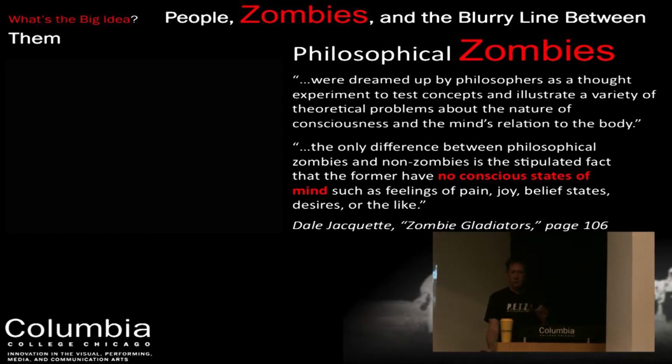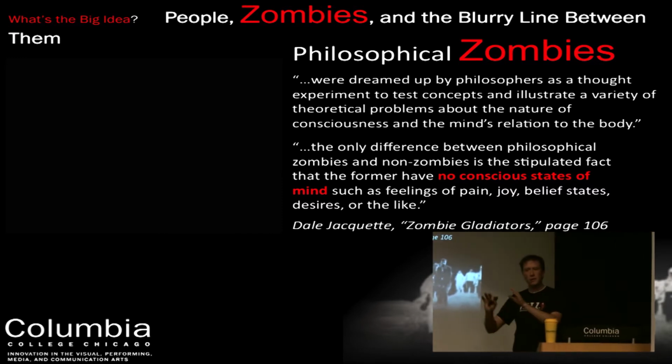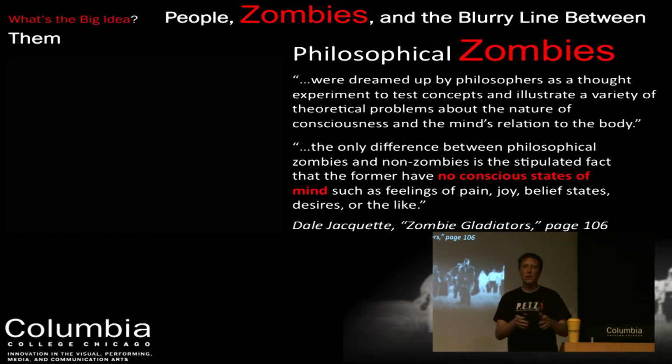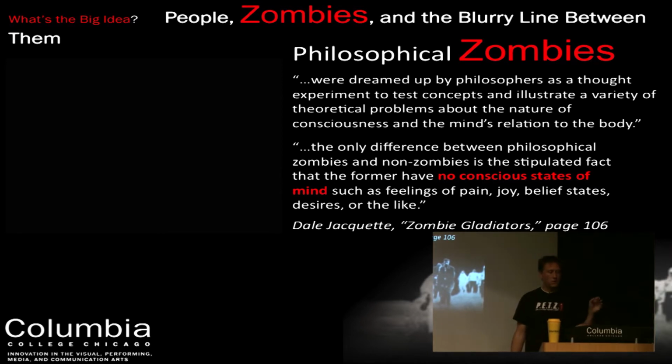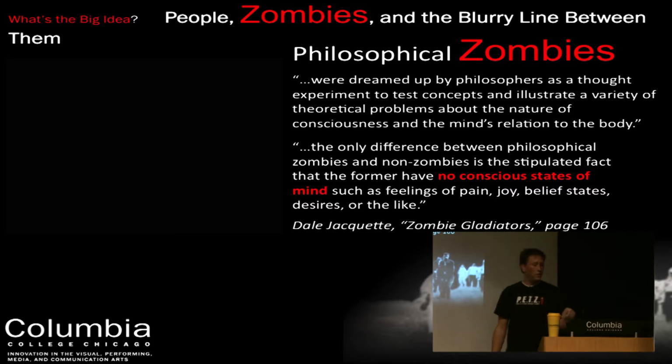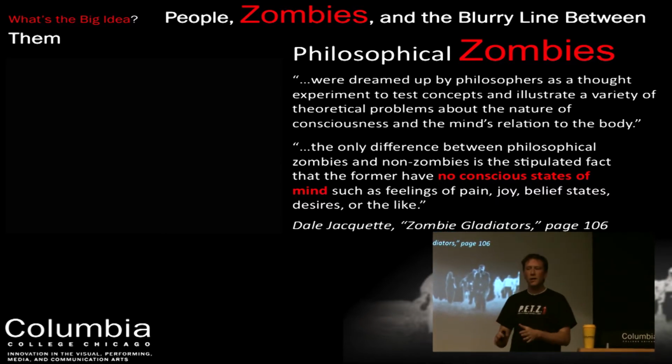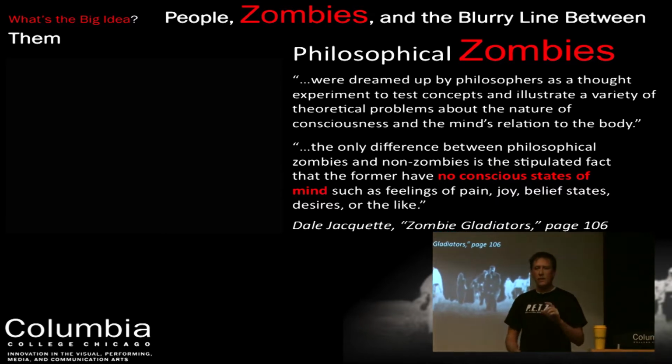The only difference between a philosophical zombie and non-zombies, right? I'm not the difference between philosophical and Hollywood, but philosophical zombies and people, is the stipulated fact that the former, philosophical zombies, have no conscious state of mind, such as feelings of joy, pain, belief states, etc. So when philosophers use this idea, they are imagining a being that appears in every way of telling that it is us. It is a person.